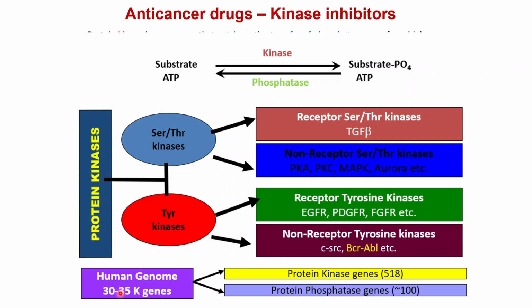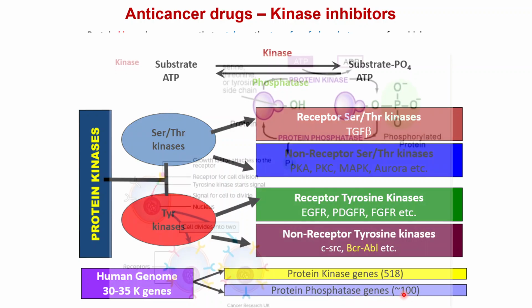The human genome has 30 to 35,000 genes. Protein kinase genes number 518, and protein phosphatase genes are around 100.